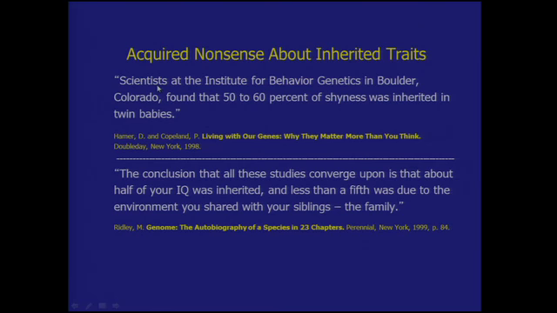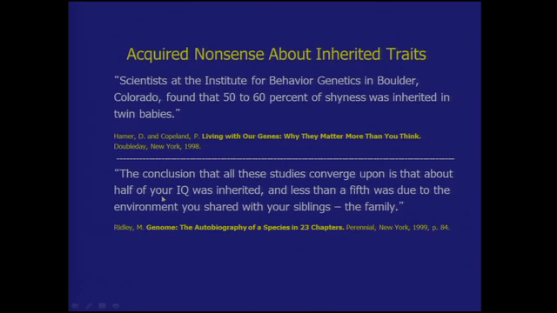So this says, scientists at the Institute for Behavior Genetics in Boulder, Colorado found that 50 to 60% of shyness was inherited in twin babies. Now, that's a meaningless statement. 50% of your shyness, or 60%, whatever the number, cannot be attributed to genes or environment. It's a subtle point, but you can say that 50% of the variation in shyness can be attributed to variation in genotypes. But you can't say that 50% of your shyness is due to genes.